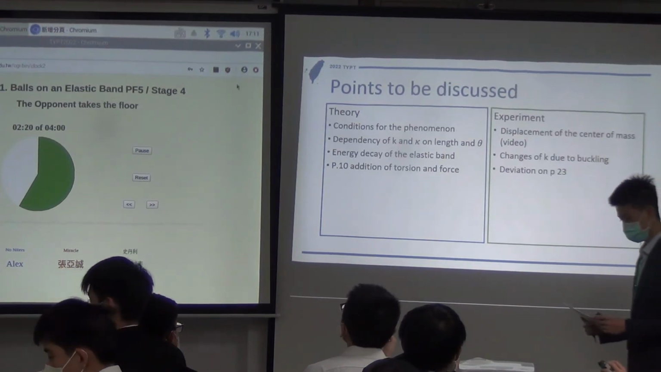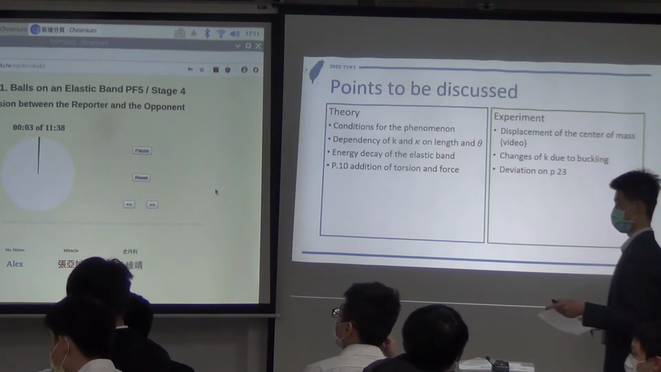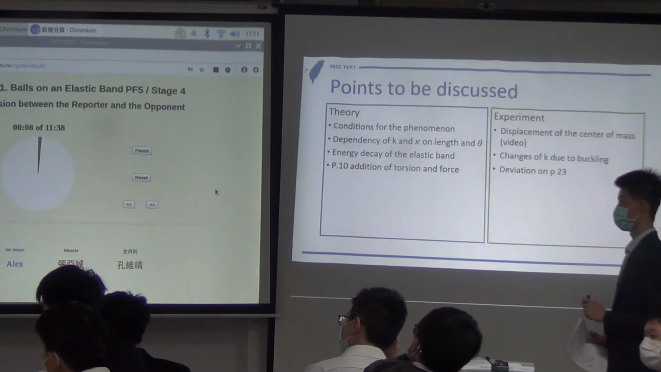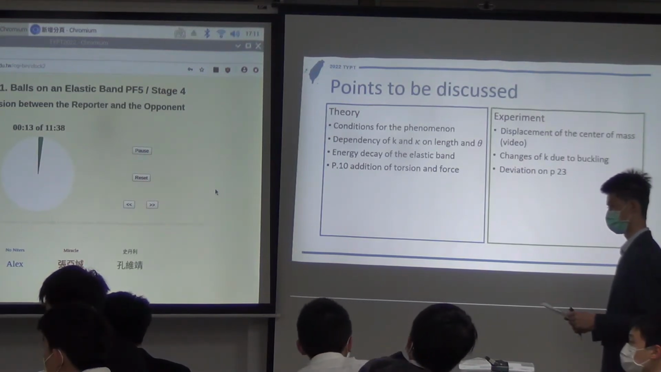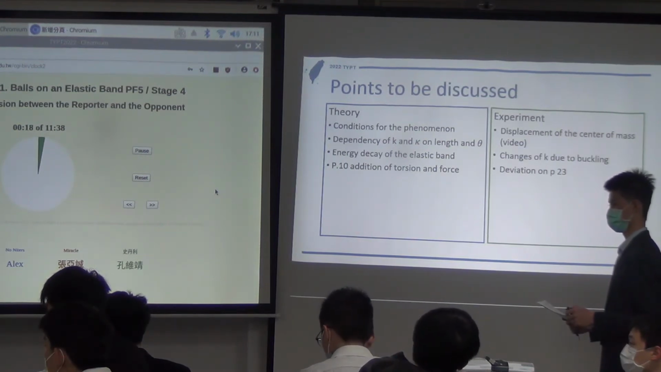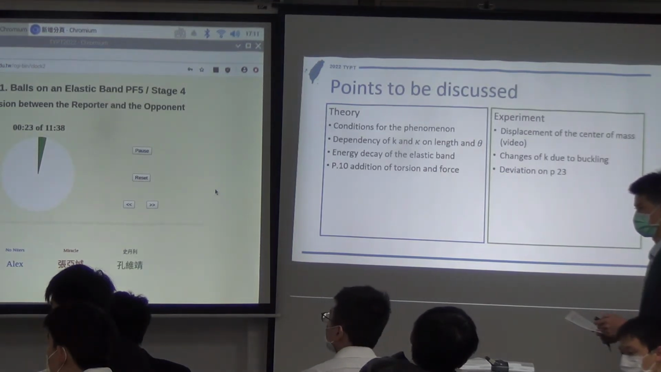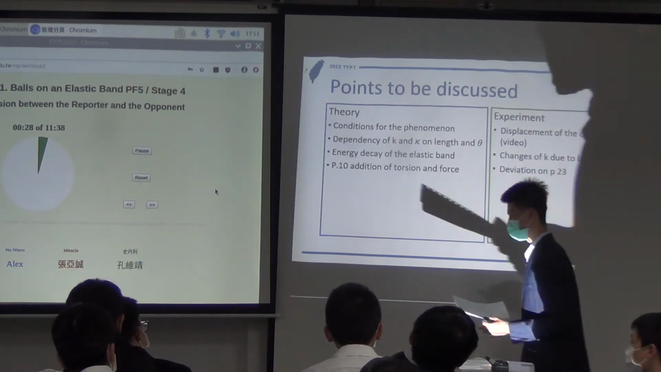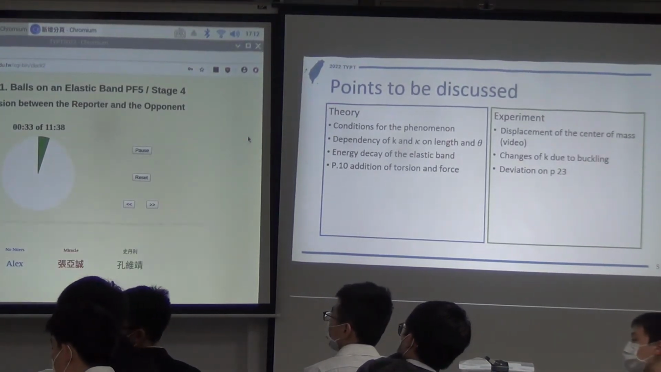I would like to hear your explanation for how kappa changes when the length of the rubber band and the turns change. As I mentioned earlier, if you have a longer rubber band, the K constant will decrease. This is very similar to a spring. For example, if you have a longer spring, the K constant will decrease, and if you decrease the length of the spring, the K constant will increase. So you're saying that for a longer rubber band, the K constant will decrease. Yeah.